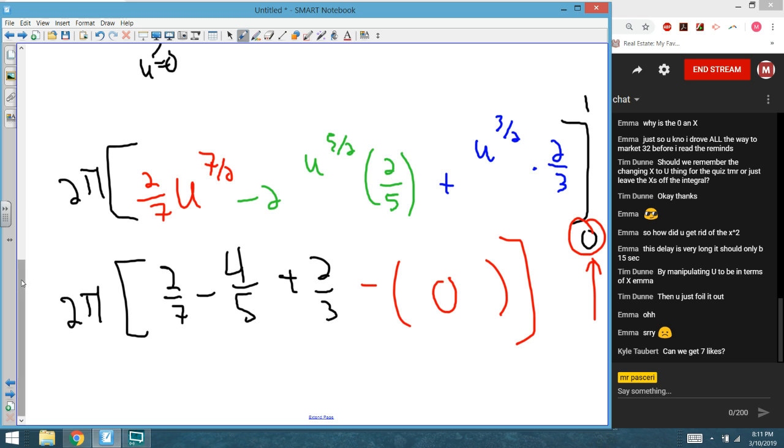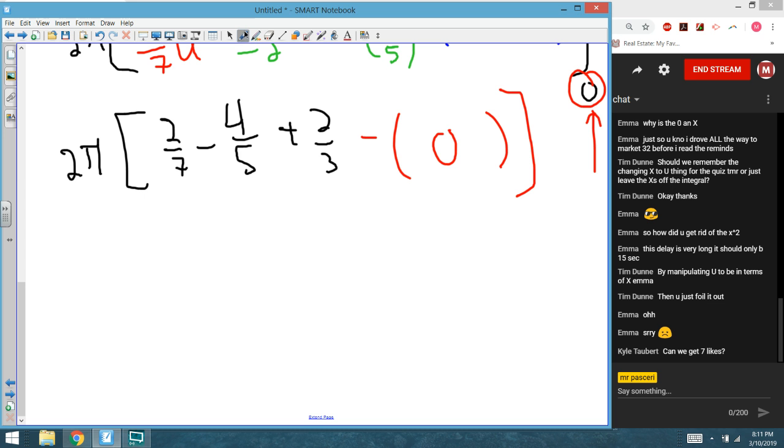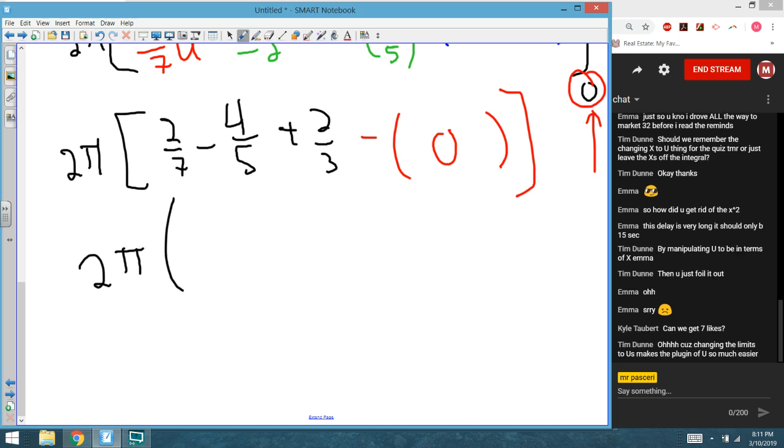I didn't change back to x. I'm simply just plugging in the limits on that u thing because I don't need to change back to x, which is kind of cool. I don't feel like doing this algebra out, so I'm just going to show you. This is a parenthesis or a bracket. It's all the same now, kind of.